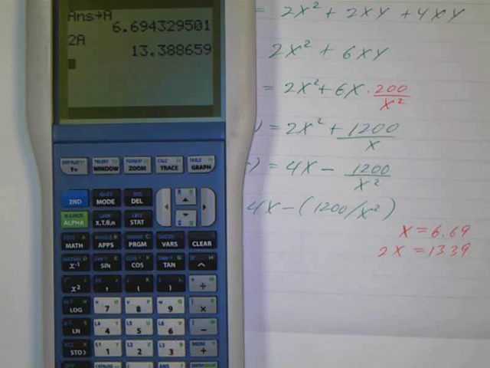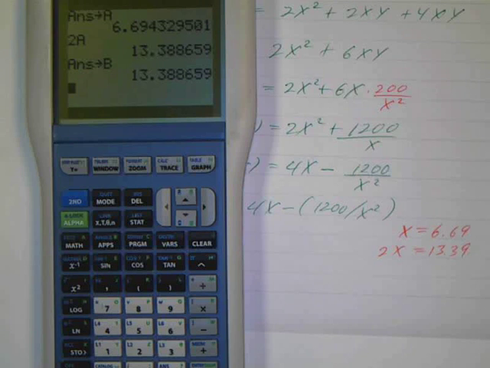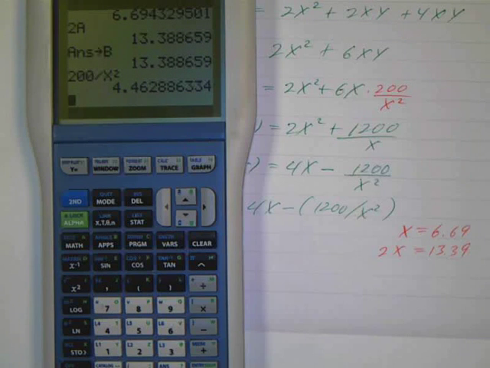And I can store that. Well, I don't have to because we're not going to. We know that the volume better equal 400, so we can store that in just to check it, alpha B. And then what's my y? My y is 200 over x squared. Remember that from the top. Look over your notes. So y equals 200 divided by x squared, that's going to give me the height, which is y.